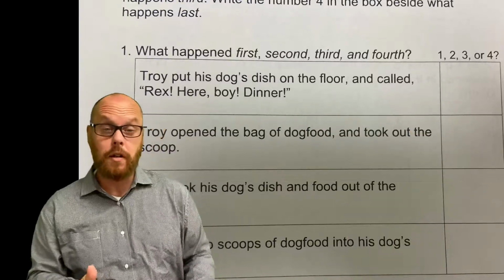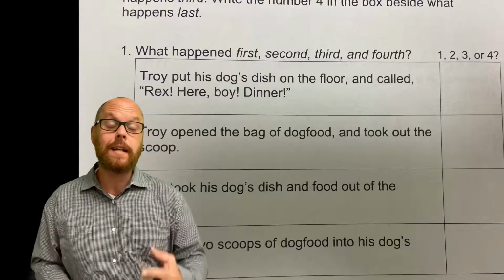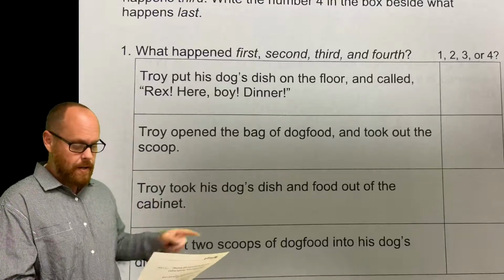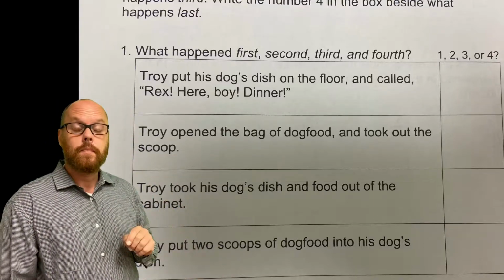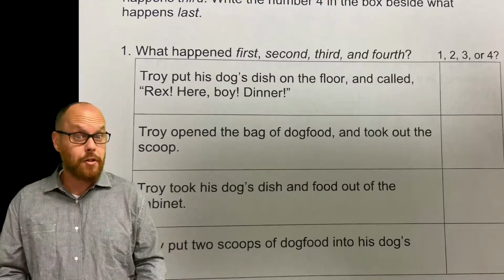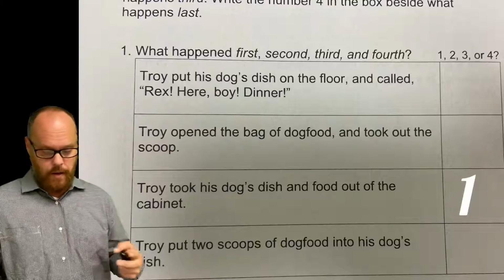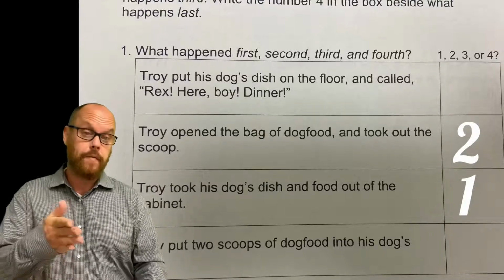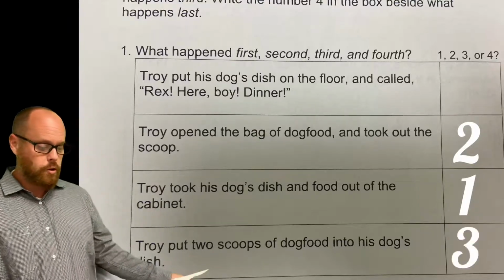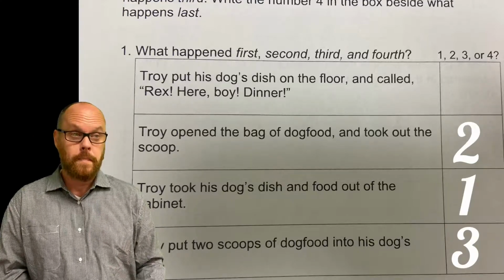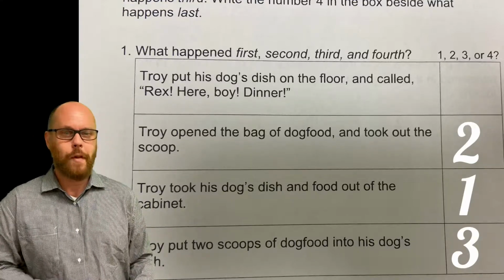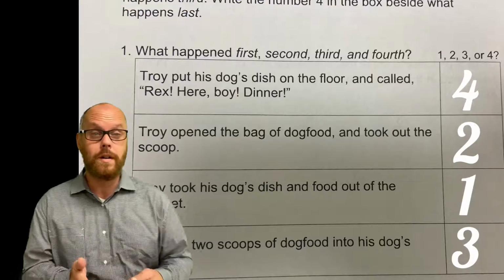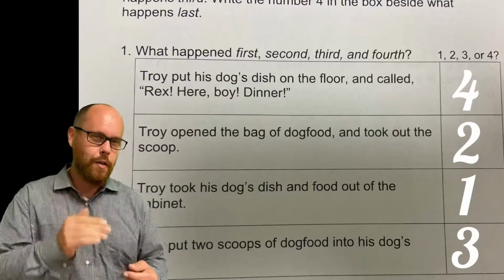If we think about this logically, Troy can't do any of this until he gets the food and dish out of the cabinet. So our first event is right here. Now he can't scoop until he gets the scoops out. So our second event would be Troy opened the bag of dog food and took out the scoops. Then after that, Troy put 2 scoops of dog food into the dish. I bet you know what happened last. Of course, he called Rex in for dinner. Ladies and gentlemen, when we put things in order, it's important that they go first, second, third, and last.